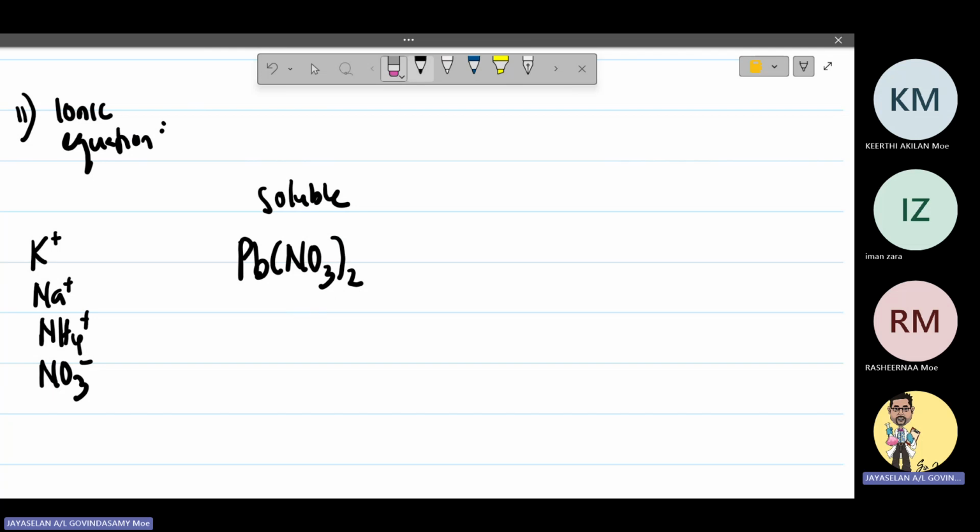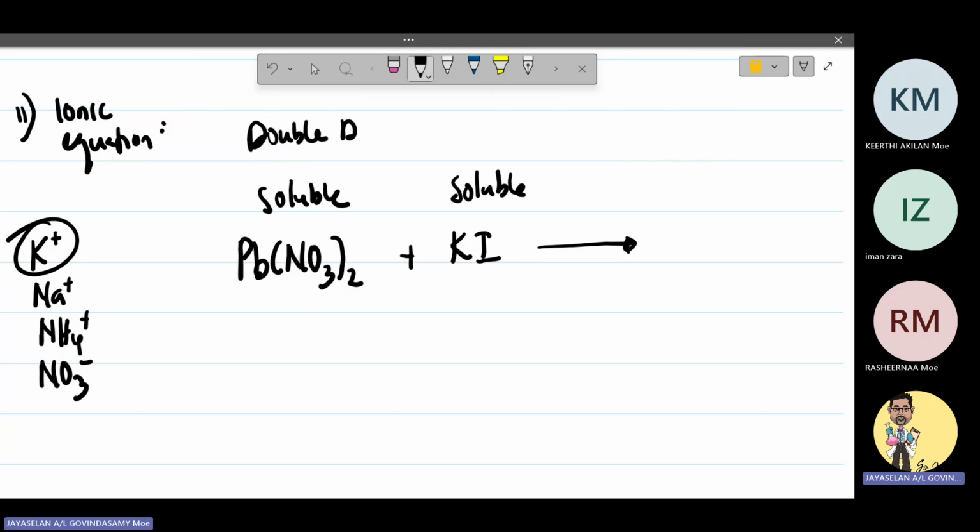Okay, it can react with KI solution. So what is KI solution? No hydrogen ion, no hydroxide ion, it is a salt. There is potassium ion, so this is also a soluble salt. Soluble, soluble. What is the name of the reaction? You all put double decomposition. Double decomposition. This is preparation of insoluble salt.